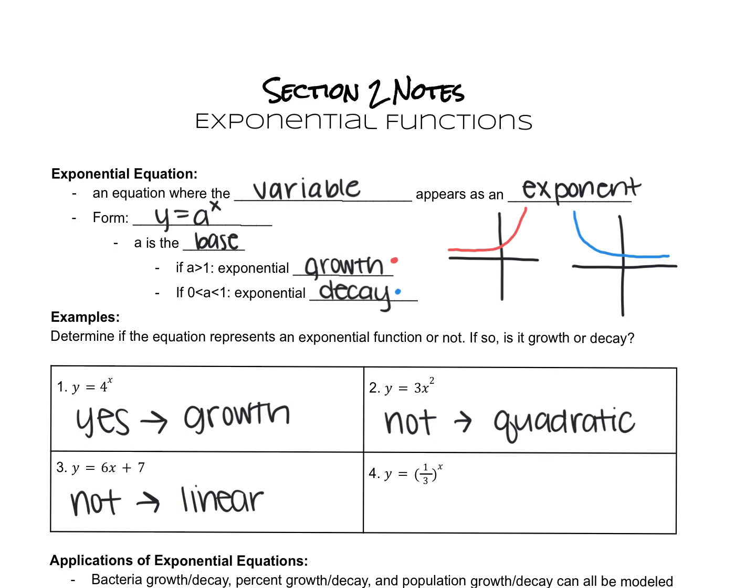And then our last one, y equals 1/3 to the x. This is exponential. My variable is an exponent. 1/3 is between 0 and 1, so it represents decay.